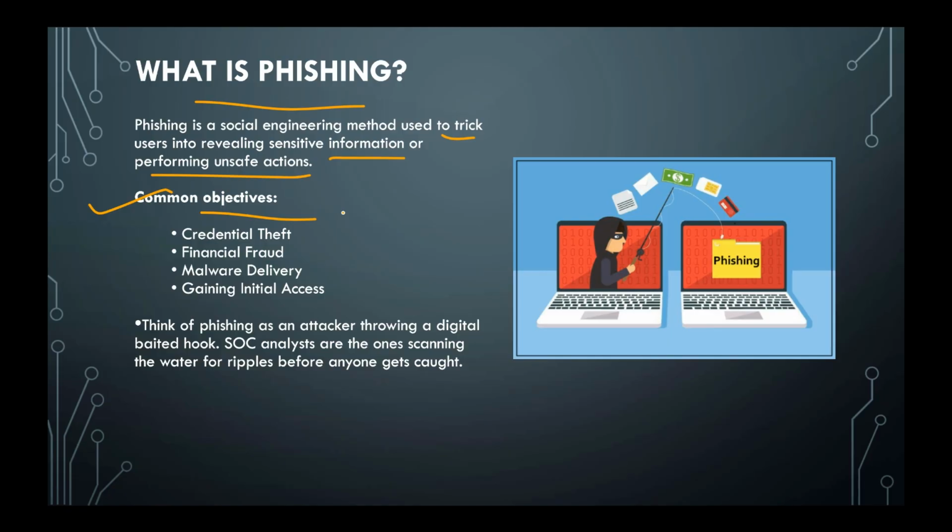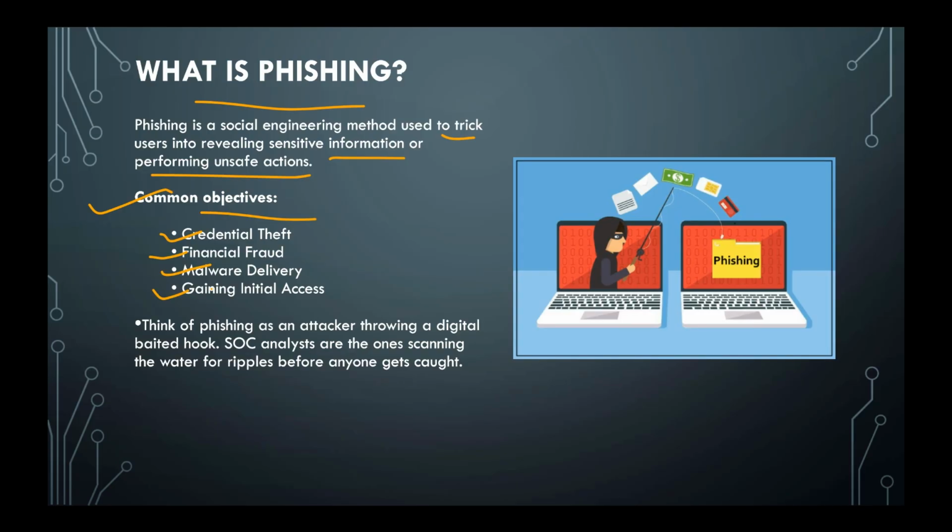Common objectives. So, why do attackers use phishing? Let's break it down. Here are the common goals. Number one, credential theft. It's like stealing your username and password. Financial fraud, getting you to send money or pay fake invoices. Malware delivery, installing harmful software on your device. Gaining initial access, basically getting a foot in the door before launching a bigger attack.